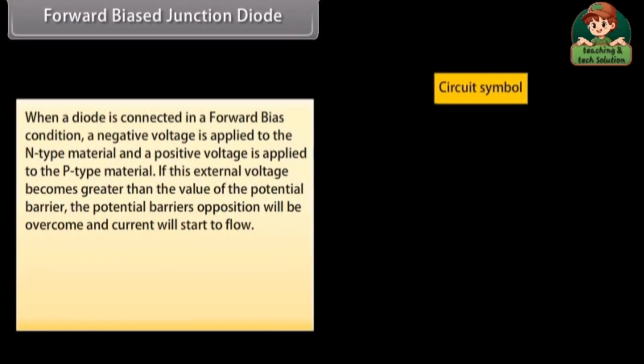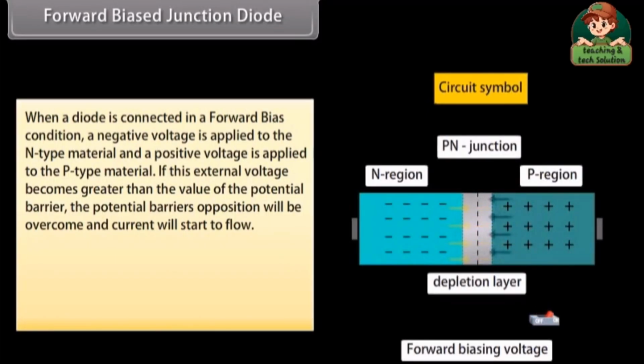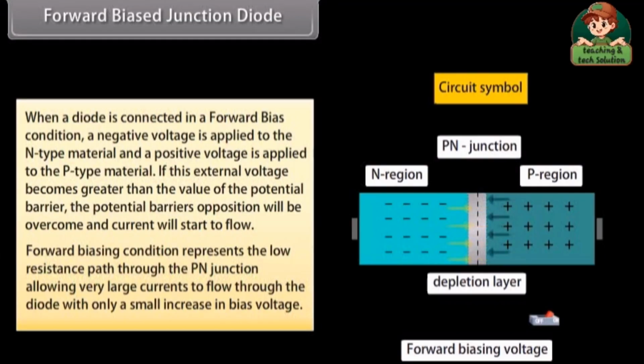Forward-biased junction diode. When a diode is connected in a forward bias condition, a negative voltage is applied to the N-type material and a positive voltage is applied to the P-type material. If this external voltage becomes greater than the value of the potential barrier, the barrier's opposition will be overcome and current will start to flow. The forward biasing condition represents the low resistance path through the PN junction, allowing very large currents to flow through the diode with only a small increase in bias voltage.